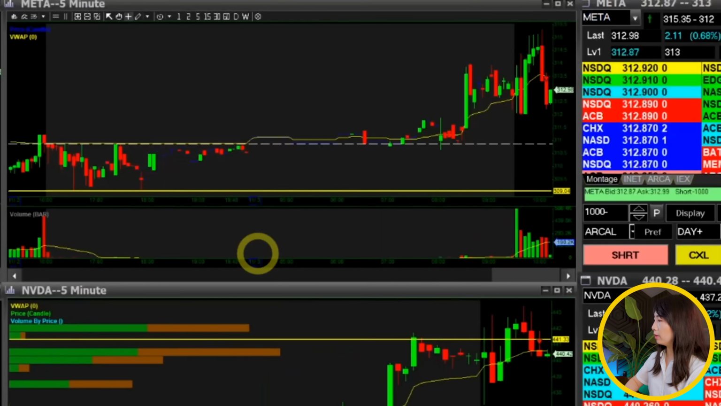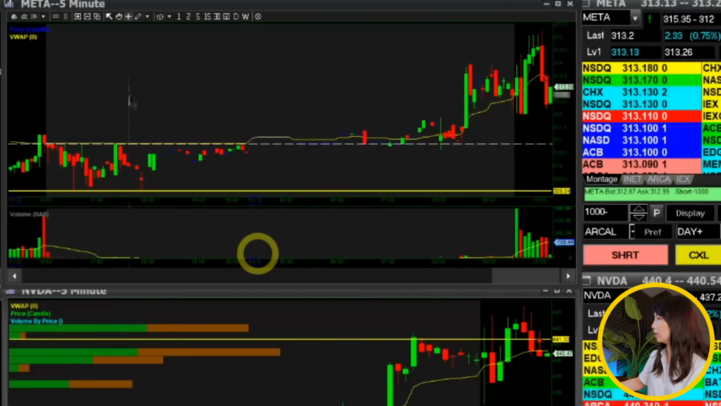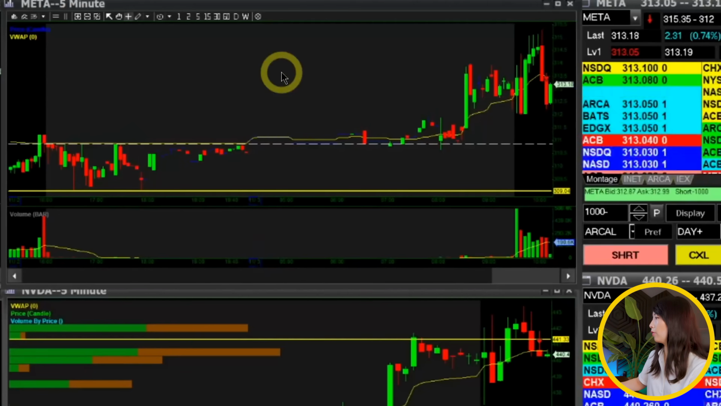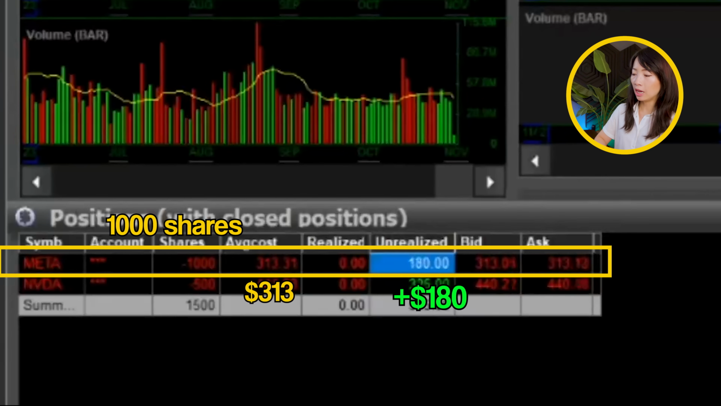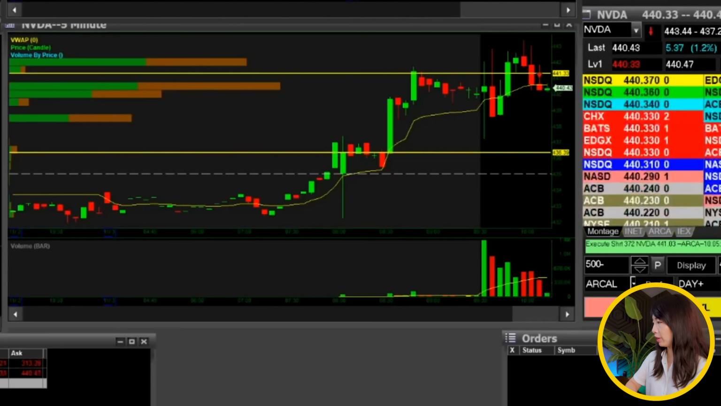So fast forward a little bit, you can see I didn't cover anything, which in hindsight I kind of regret. You can see Meta is now bouncing off from that 312s. I went from being up $1 per share to now only being up 18 cents. NVIDIA though on the bottom is slowly breaking down.